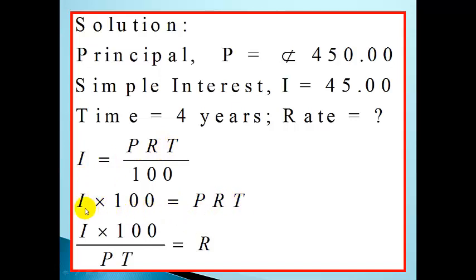Now, we have I times 100 is equal to PRT. Don't forget that we are searching for the rate. And so we divide both sides of the equation by PT. When we divide the right hand side by PT, we are left with R. And when we divide the left hand side by PT, we have I times 100 divided by PT, where I is the simple interest, 100 is the constant, P is the principal, and T is the time. So if we multiply the simple interest by 100 and divide by the product of the principal and the time, we have what we call the rate.